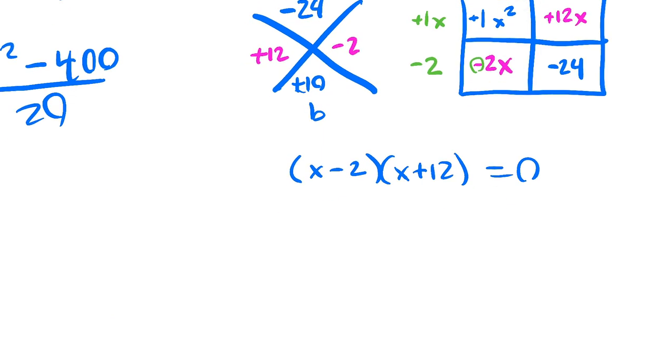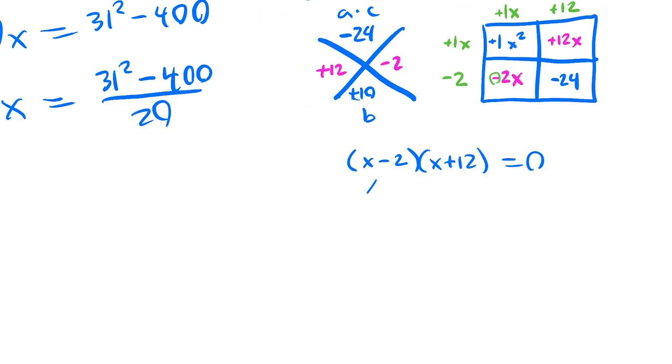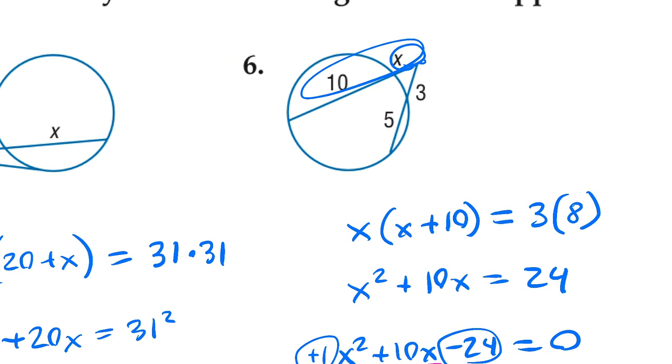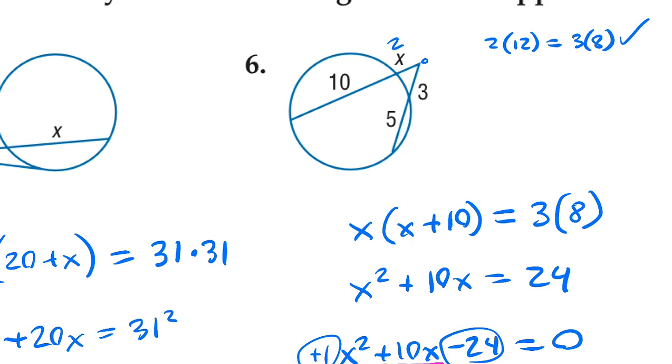equals 0. And then we go, well, the only way two things can multiply to make 0 is if x minus 2 is 0 or x plus 12 is 0. So either x is 2 or x is negative 12. And then we go back to the problem and say, well, could x be 2? Yeah, sure, that works. We could plug it in and double check. So is 2 times 12 equal to 3 times 8? Yeah, 24 equals 24. Check.